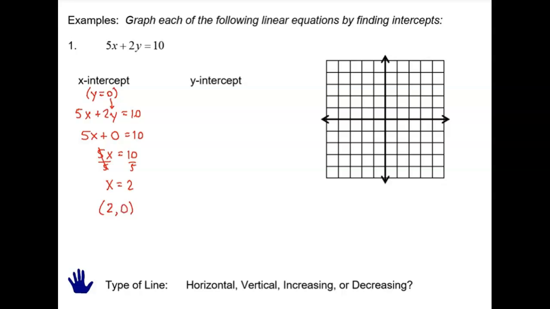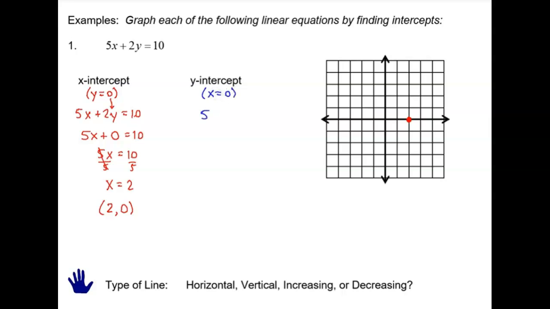Let's plot that in our graph paper. (2, 0) would be this ordered pair right here, this point right here. We have one of our intercepts. Now let's go find our y-intercept. Again, remember that that means that x will equal 0.